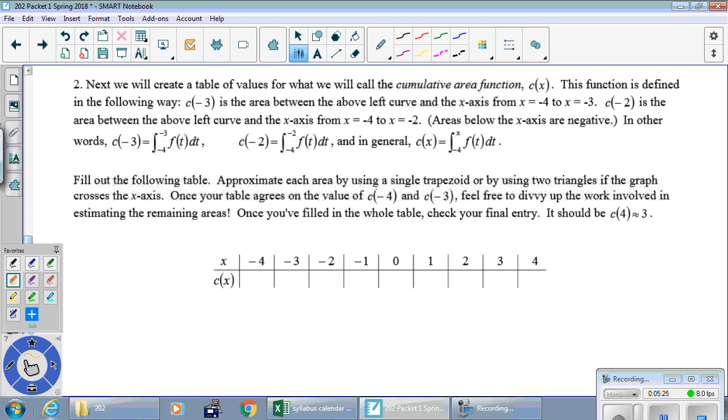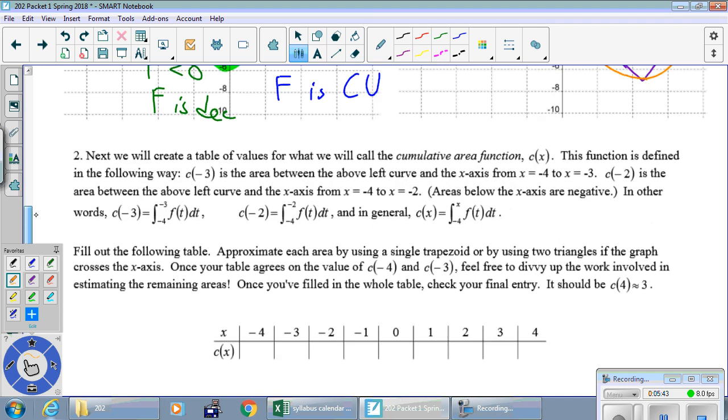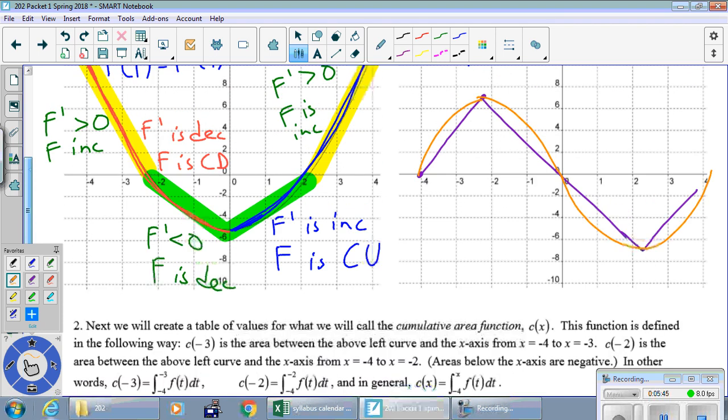Next, we will create a table of values for what we call the cumulative area function, little c of x. This function is defined in the following way. C of -3, so I'm defining a brand new function c. C of -3 is the area between the above left curve and the x-axis from -4 to -3. The area between -4 and -3. So that's this space here, following the curve, something like that.